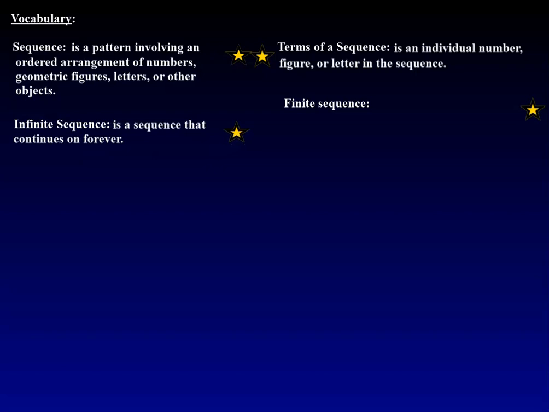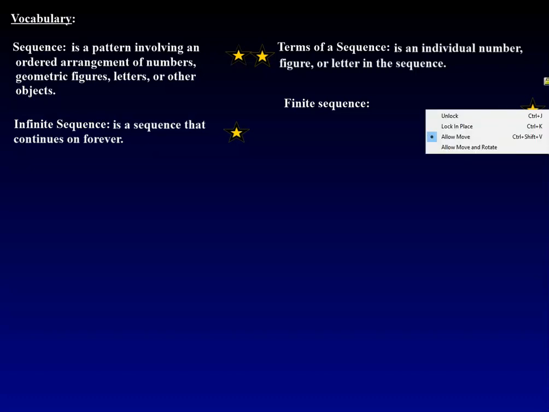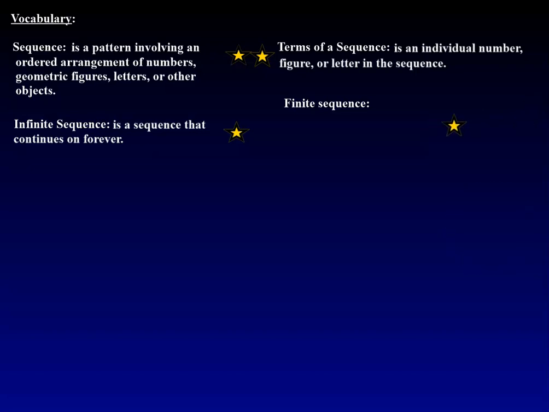An infinite sequence is a sequence that continues forever. Usually it's symbolized with 3 dots. A finite sequence is a sequence that terminates. In other words, it comes to an end. We see that more with the geometric figures.